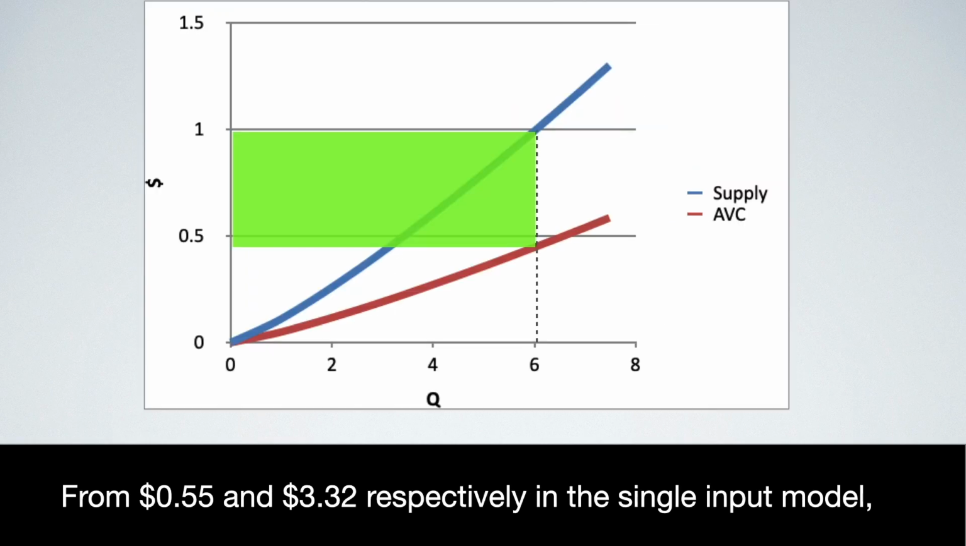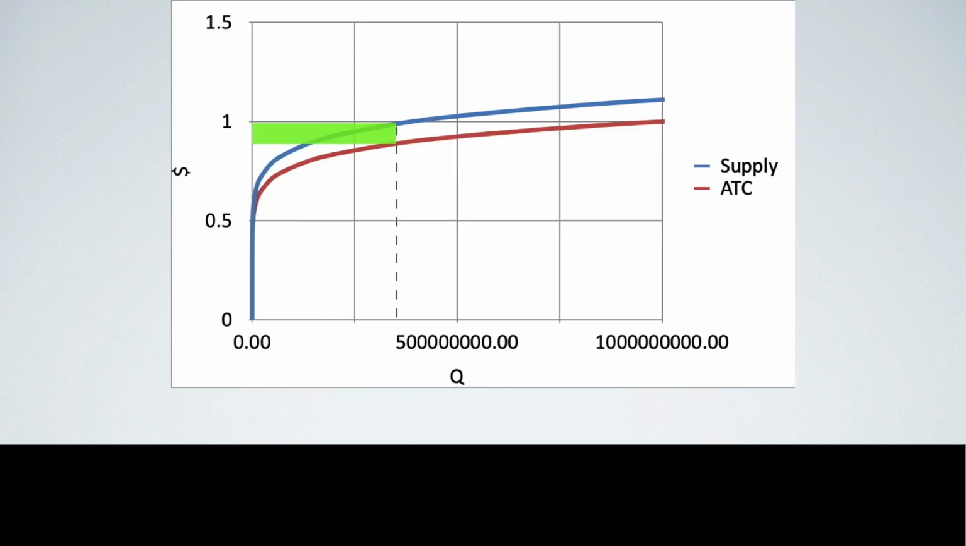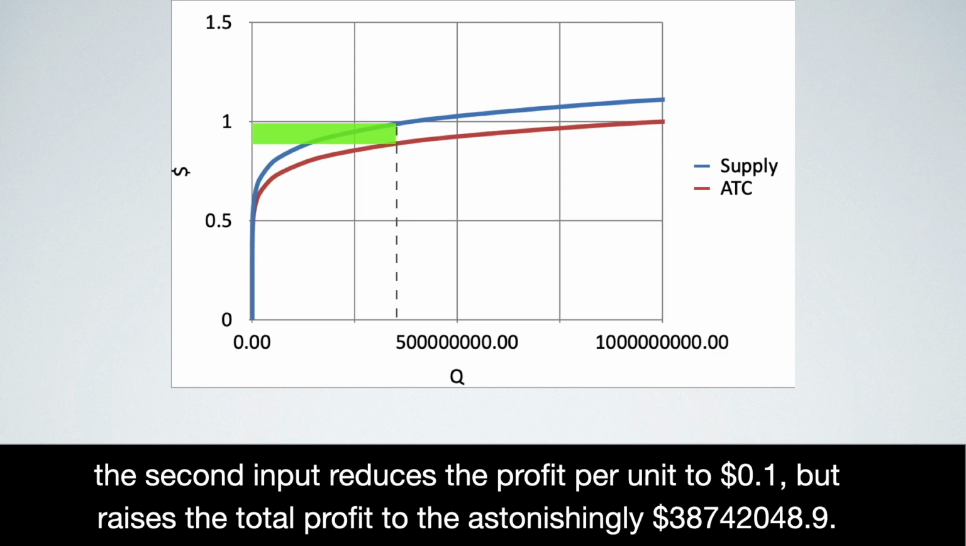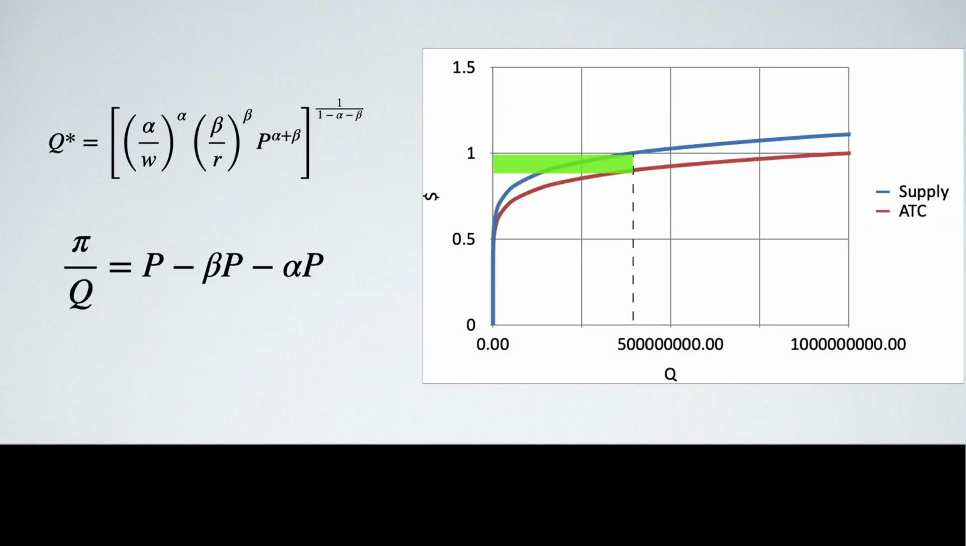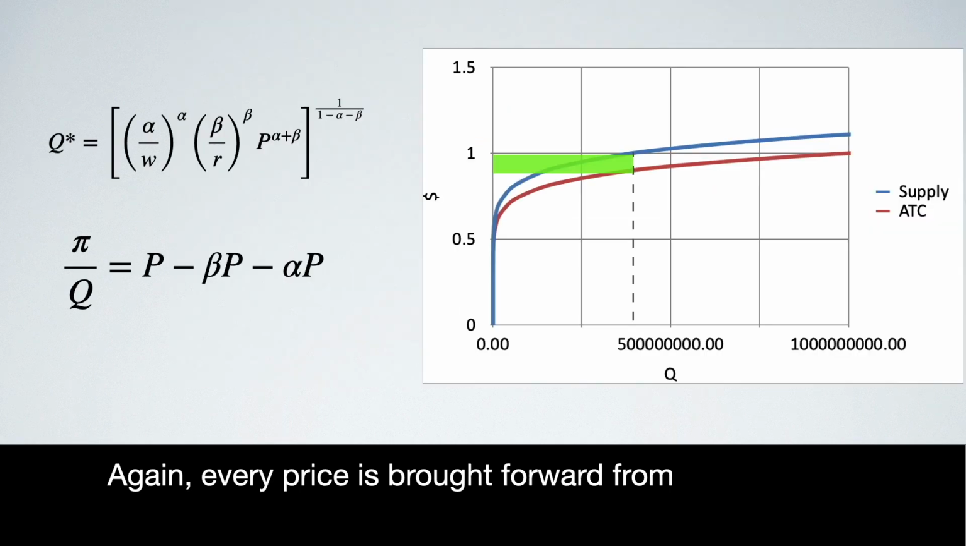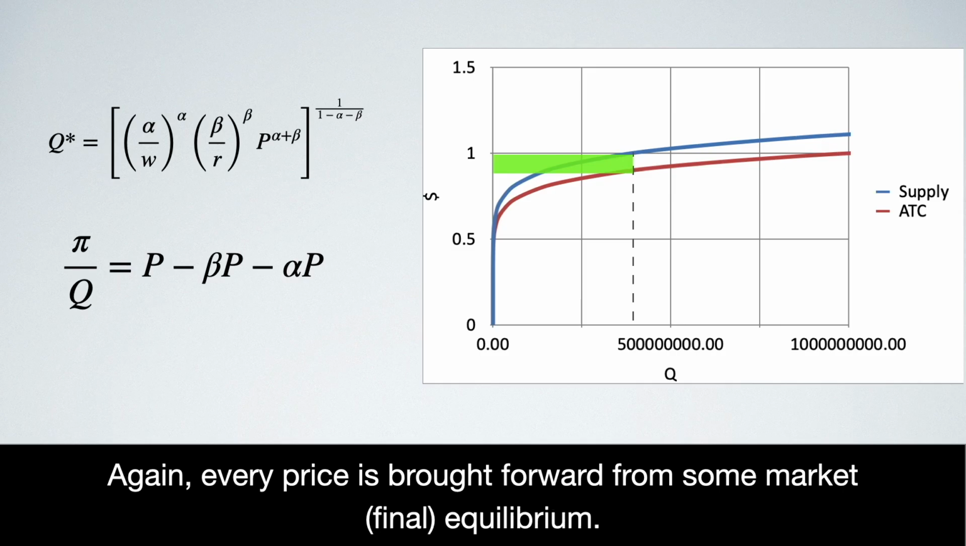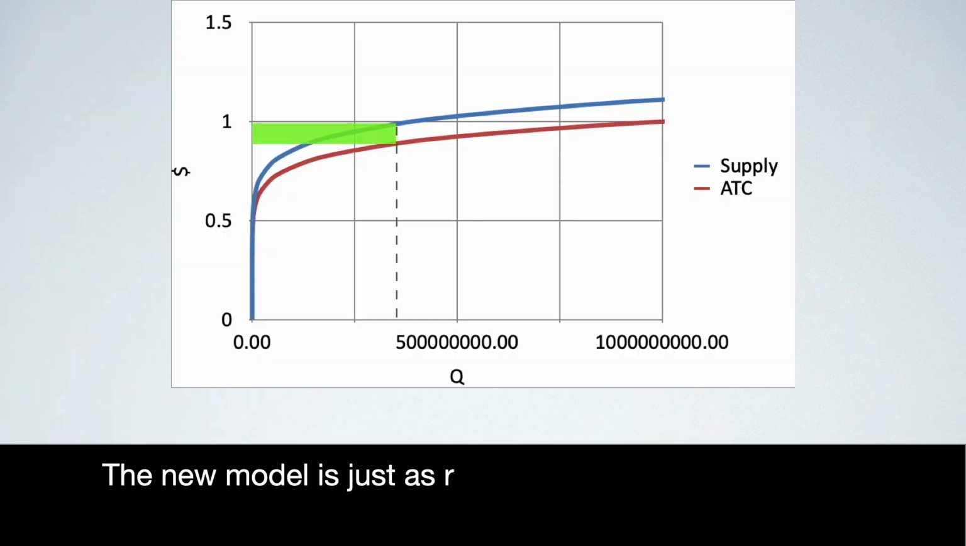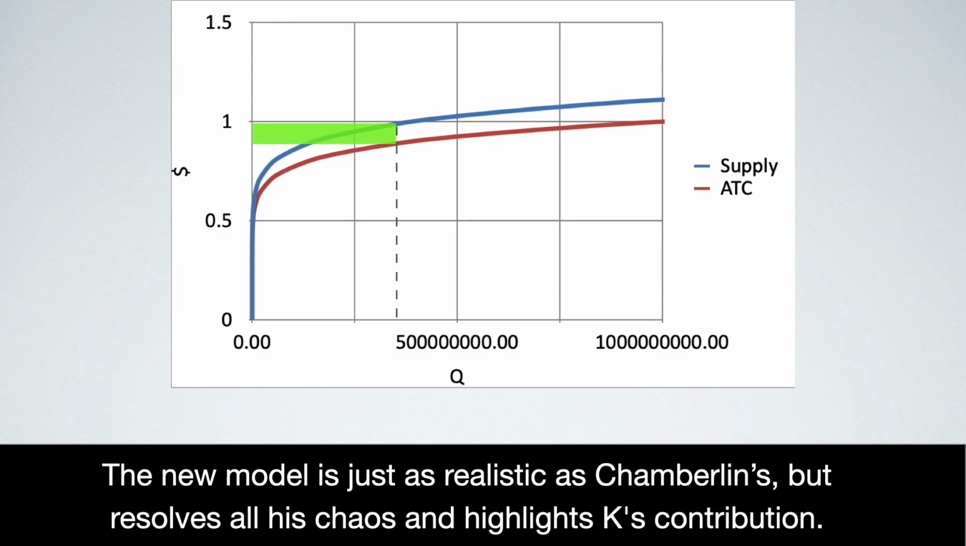From 55 cents and $3.32 respectively in the single input model, the second input reduces the profit per unit to 10 cents, but raises the total profit to the astonishingly $38,742,048.90. Again, every price is brought forward from some market final equilibrium. Temporarily fixed. The new model is just as realistic as Chamberlin's, but resolves all his chaos and highlights K's contribution.